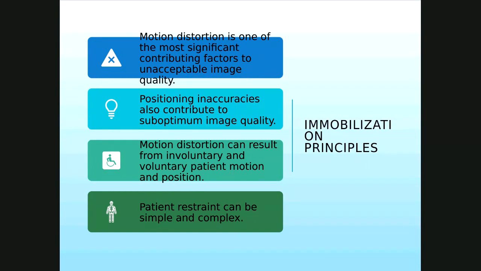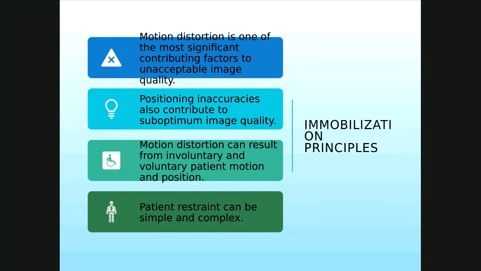Motion can come from involuntary motion or voluntary motion. There are actually three types of motion. There is voluntary motion, involuntary motion, and equipment motion. So voluntary motion is motion that is under the control of the patient, like not moving, holding their breath, things like that. Involuntary motion is things they can't control, like their heartbeat, peristalsis in their abdomen, things like that. And equipment motion is when the equipment actually moves, and that's not really the fault of the patient. Typically, that is completely tech error.